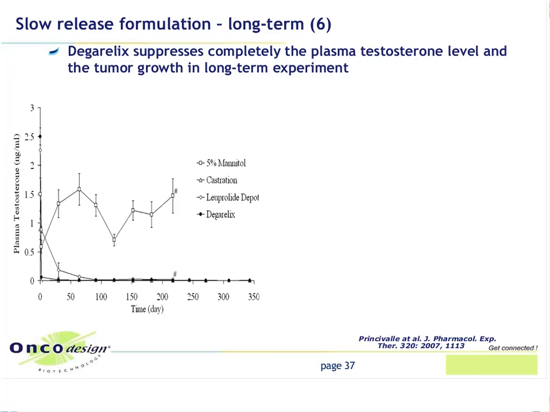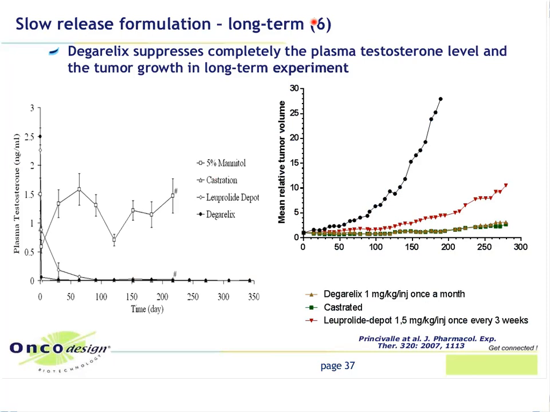delayed for leuprolide depot. And in parallel, we observed a strong anti-tumor activity of degarelix at 1 kilo once a month, and the growth curve looks like those obtained with castration, in contrast with leuprolide depot, since the growth of the tumor restarts again about 150 days after the treatment starts. So here we've demonstrated that degarelix has the same effect compared to castration, and better than leuprolide.